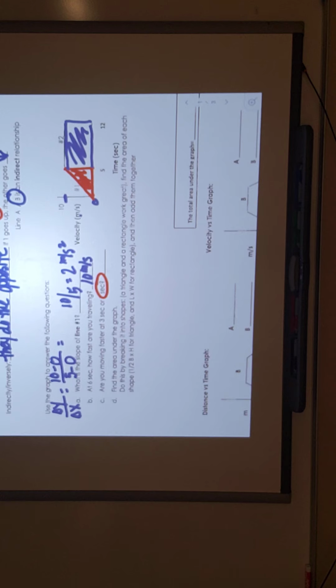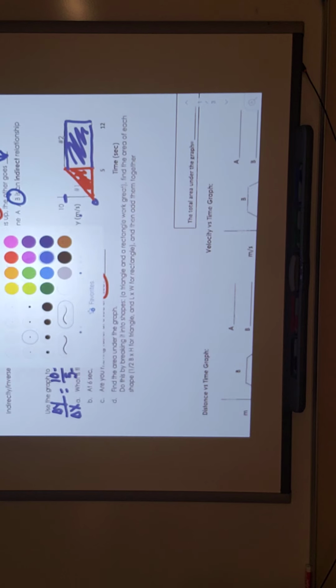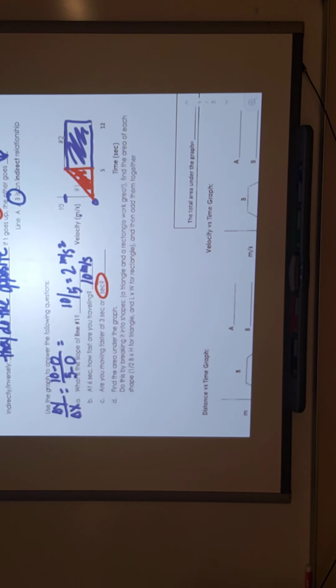like that. All right, starting with the triangle. The area of a triangle is 1/2 of the base times the height. So we're gonna take 1/2, the base of the triangle is 5, the height of the triangle is 10. So if you take 10 times 5 is 50, 1/2 of that is 25.